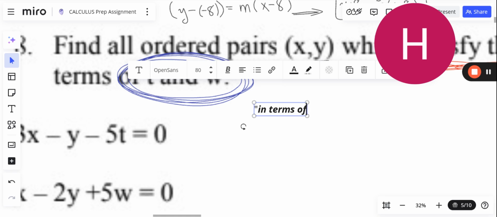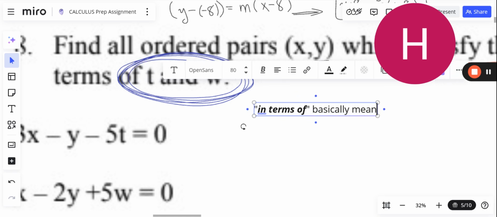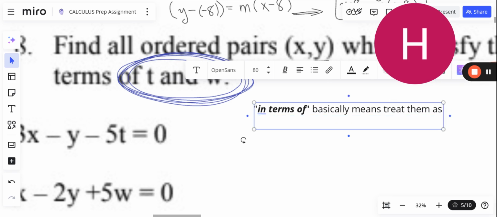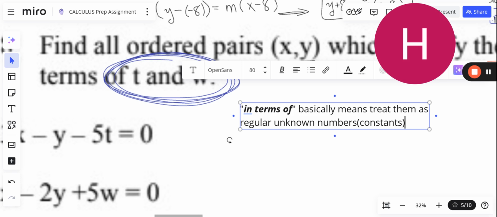in terms of basically means treat them as regular numbers, which we call constants, regular unknown numbers. The reason why it's a constant and not a variable is because we're not allowing this number t or this number w to be many different things. We're allowing x and y to be many different things, ordered pairs of these variables. T and w just represent a single value. We don't know what value exactly. Maybe it's 3, maybe it's 1, but it's a strict constant value. It's not changing. So basically treat them as regular unknown numbers, like negative 2 or 3.